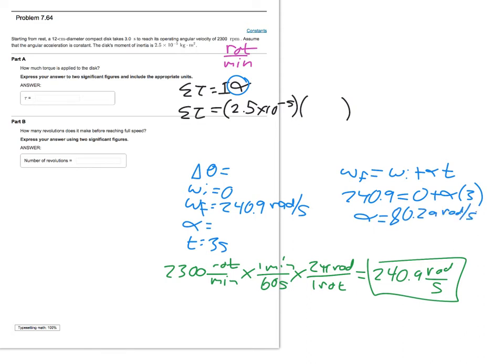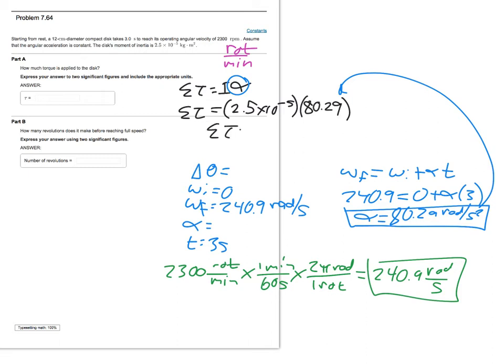Now that I have that, I can substitute that into my sum of the torques equals I alpha equation. So this is 80.29, and I end up getting a net torque here of 0.002 Newton meters. If I wanted to make that 2 sig figs, it would be 0.0020 Newton meters, or 2.0 times 10 to the negative third Newton meters. Either one would be acceptable there.